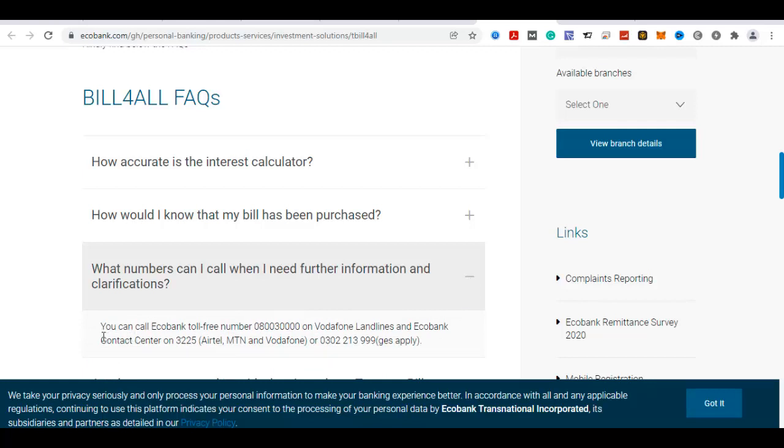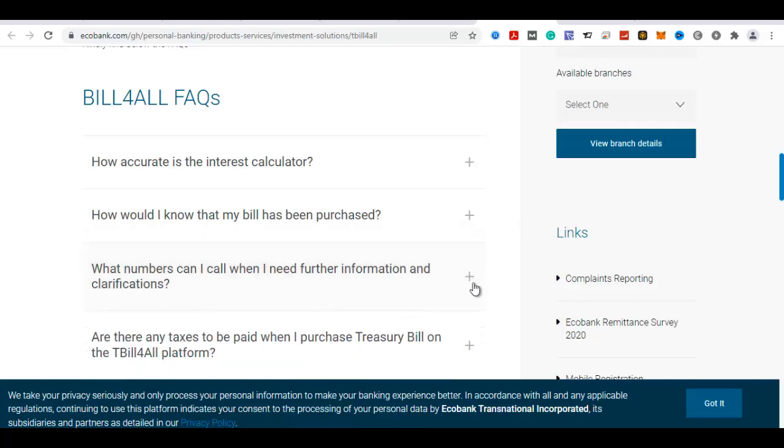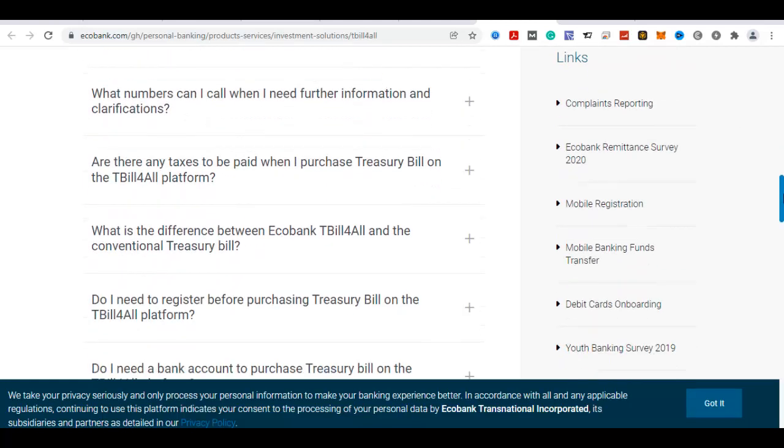What numbers can I call when I need further information? So these are the numbers you can call. You can call Ecobank toll-free number 0800300000 on Vodafone, and then landlines are also available. You can call. So it is transparent, and it's not an online investment scheme or a scam where anybody can run away with your money.